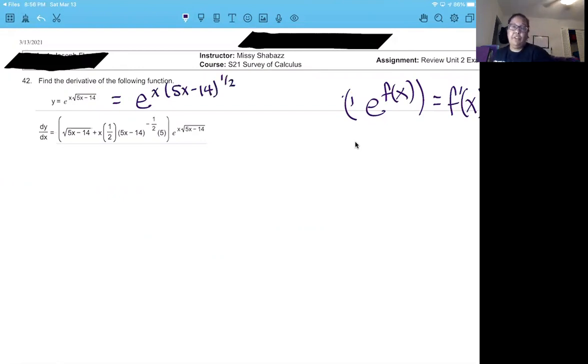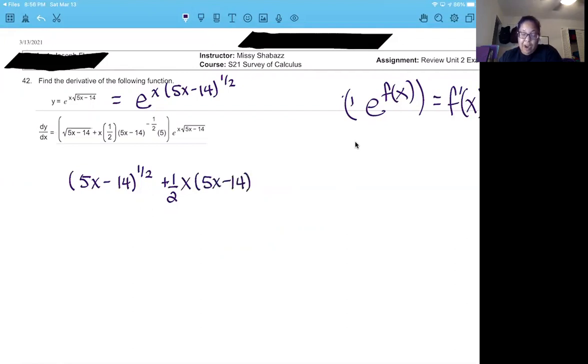All right, I'm going to have to use the product rule to find that derivative. So the derivative of the first is 1 times the second, 5x minus 14 to the 1/2, plus the first times the derivative of the second. Bring the 1/2 down, chain rule, 5x minus 14, subtract 1 from the exponent. So the original exponent is 1/2. Subtract 1 and I get negative 1/2, times the derivative of the inside. And the inside is 5x minus 14, so the derivative of that is 5.